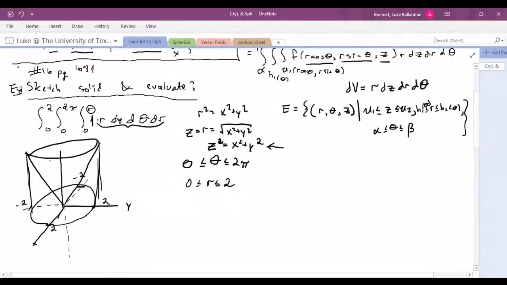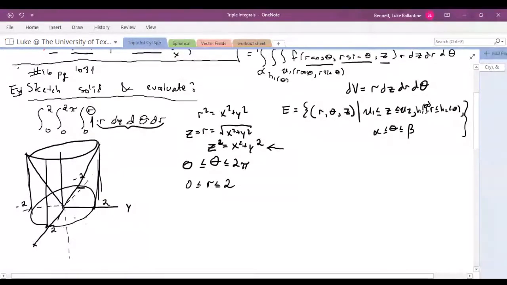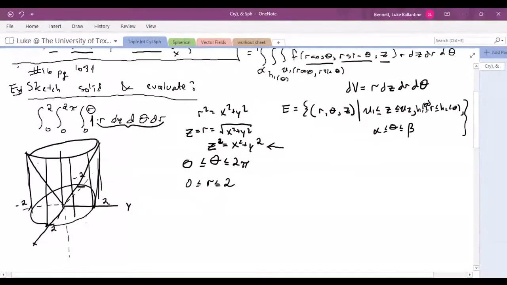So the solid we're finding the volume of is below the cone, above the xy plane. So it's a solid cylinder with a cone cut out of the middle. Okay. So we can go ahead and evaluate this.